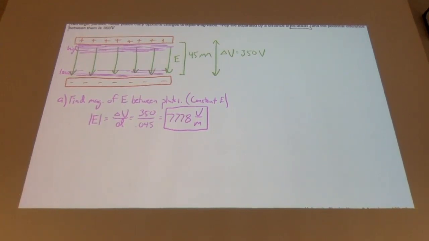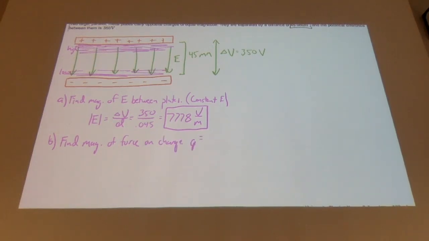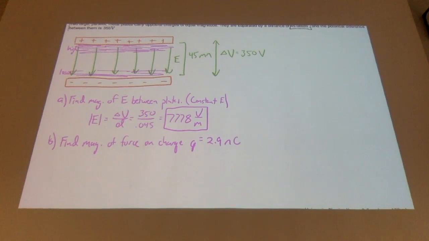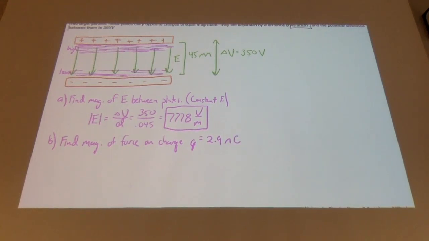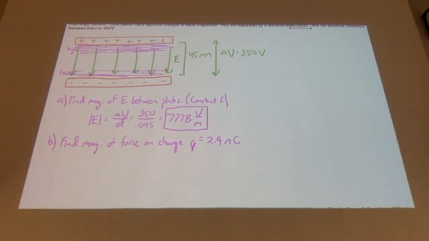Part A, you like part A, right? Part A is good. You can do part A. Part A is pretty happy. Part B, it's not going to get any worse. Next thing, we're going to find the magnitude of the force on a charge of Q equal to 2.9 nanocoulombs. So we're going to take a charge and put it in this region of electric field and see what force it experiences. How do we find the force from the electric field?